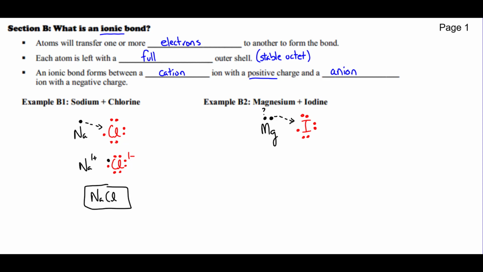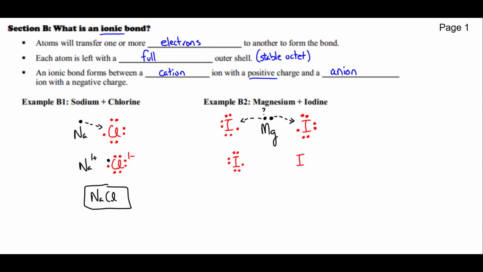Iodine won't be able to take more than 1, because once it's got 7 plus an extra, that's a stable octet. And so what we're going to need to do here is bring in another iodine, and it's got 7 valence electrons. And so that extra electron is then going to go on to the second atom of iodine. Let me rewrite this one more time. That'd be iodine with its 7 valence electrons.